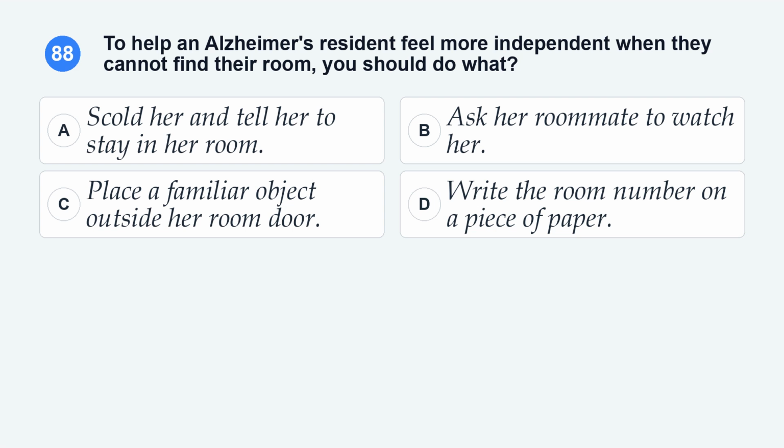Question 88. To help an Alzheimer's resident feel more independent when they cannot find their room, you should do what? Option A. Scold her and tell her to stay in her room. Option B. Ask her roommate to watch her. Option C. Place a familiar object outside her room door. Option D. Write the room number on a piece of paper.